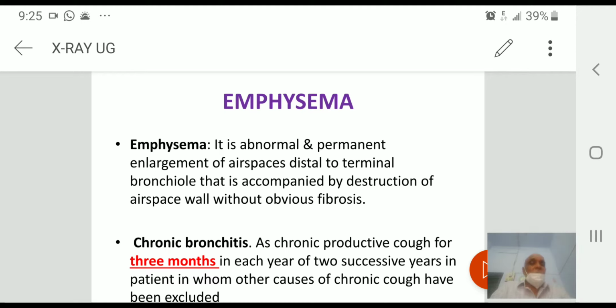Second is chronic bronchitis: chronic productive cough for 3 months in each year for 2 consecutive years, with exclusion of other etiologies of chronic cough.